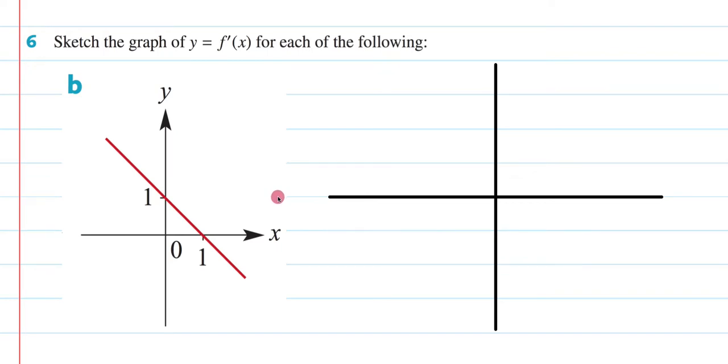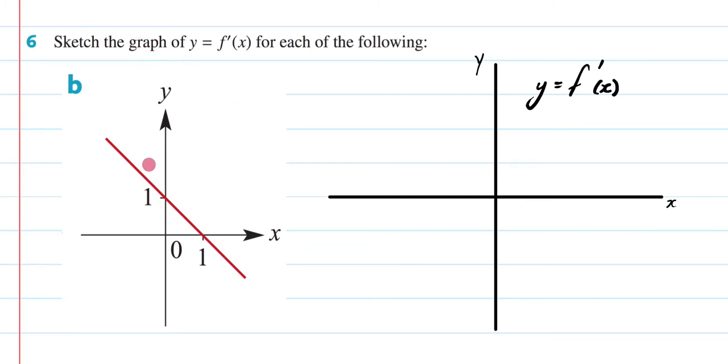We are going through exercise 17D, and in this video we'll be answering question 6b, which says the following. Sketch the graph of y equals f dash of x for each of the following. So we need to graph the derivative of this. So let's begin by simply writing down that this is y, this is x, and what we will be graphing is y equals f dash x.